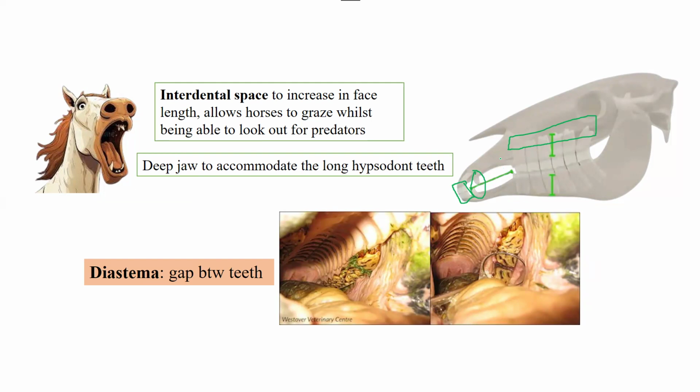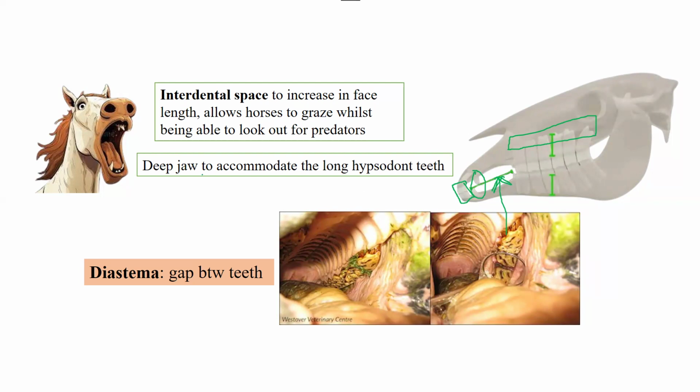The second thing is that this interdental space also helps us as clinicians, in that we can insert our hand in the horse's mouth through this interdental space. Our hand will be like this, so that we can get a hold of their oral cavity as well as avoid their bite.